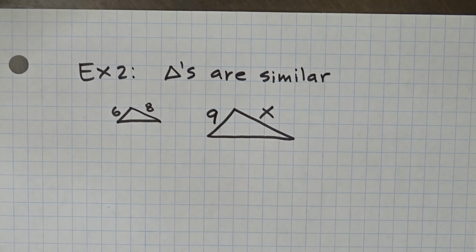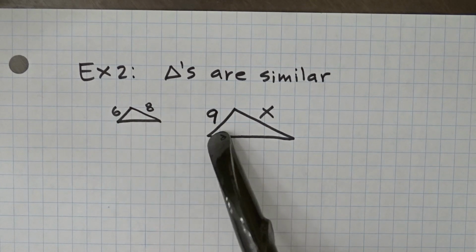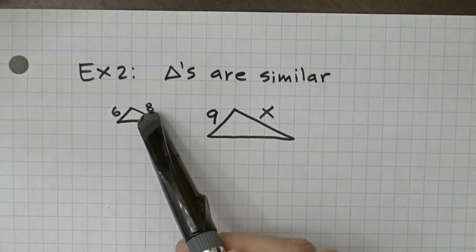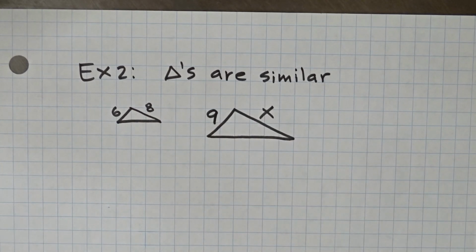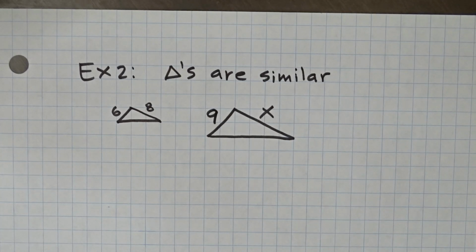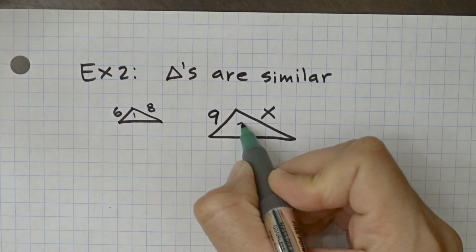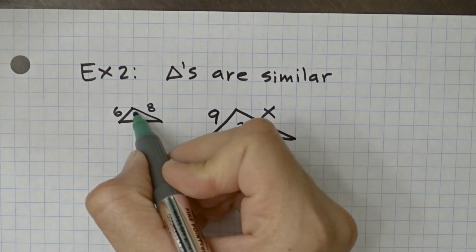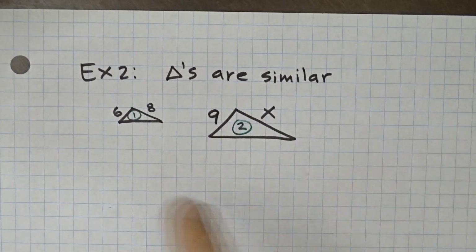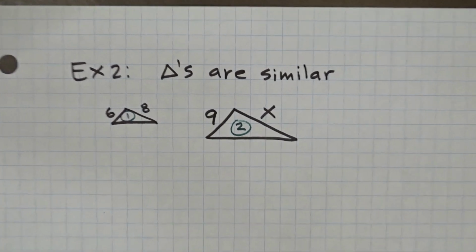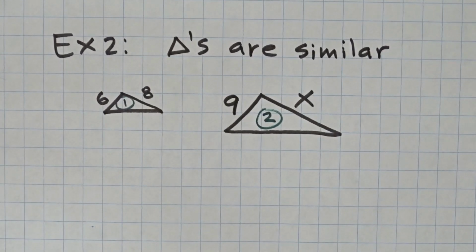Now, you can ask yourself, 6 times what is 9? And that same number times 8 will get you x. But for some of us, it's not so obvious. So I'm going to label this as my first triangle and my second triangle. Because when I'm setting up my proportions, you always want to start with the same triangle when you're setting it up. You don't want to go back and forth and crisscross.